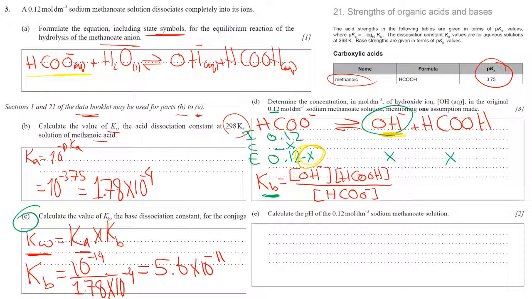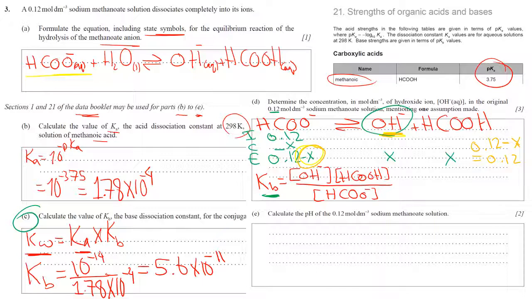So our assumption could be that 0.12 minus X is equal to 0.12 because X is negligible. Now we have all the values. We just have to substitute. So we already have Kb from C.